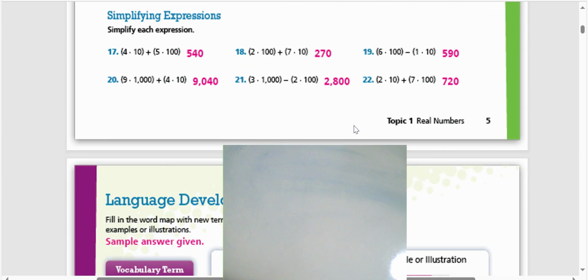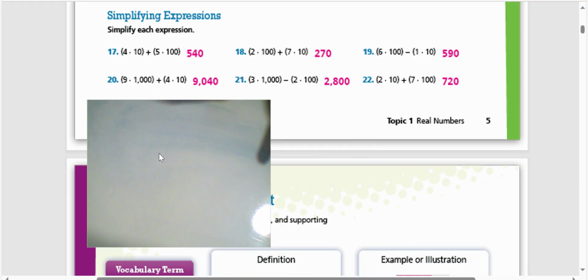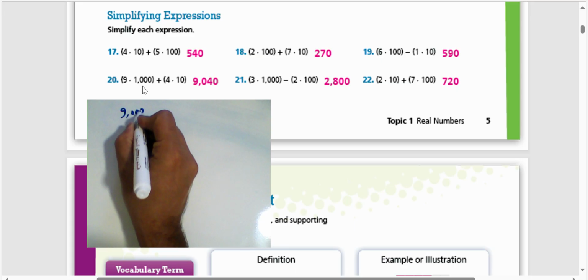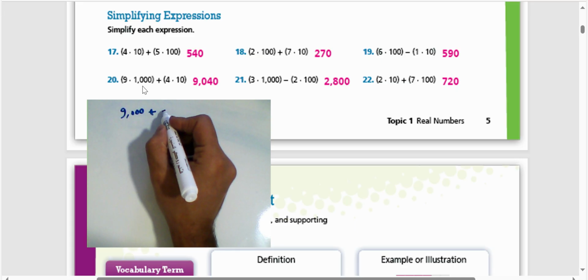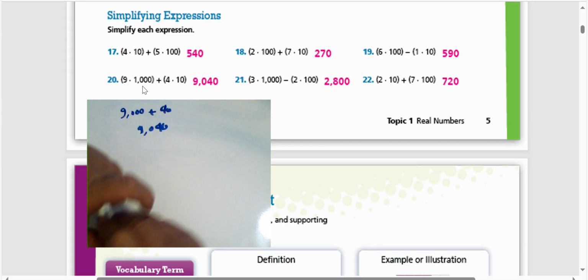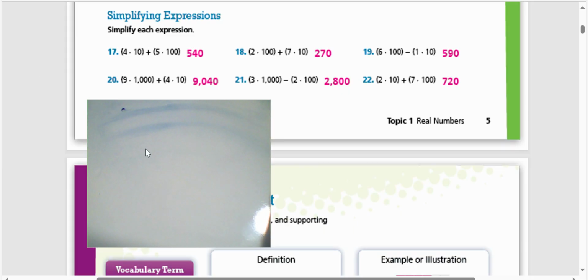You can simplify this example. 4 times 10 will be 40, and 5 times 100, 500. 500 plus 10 plus 40 will be 540. And also 9 times 1000, 9000. And 4 times 10, 40. And the result will be 9040. Okay.